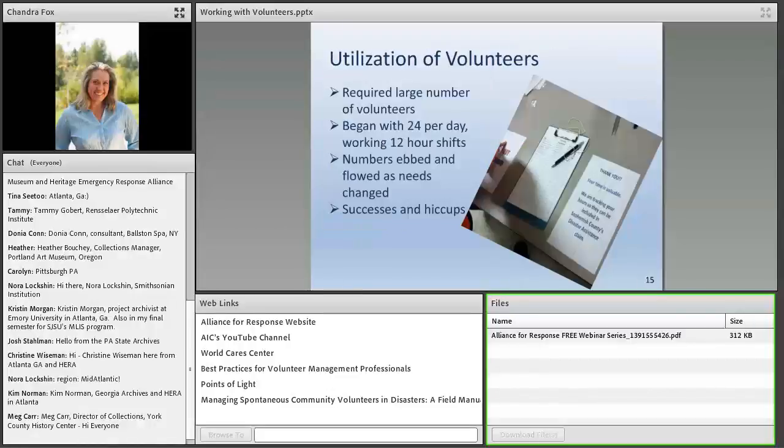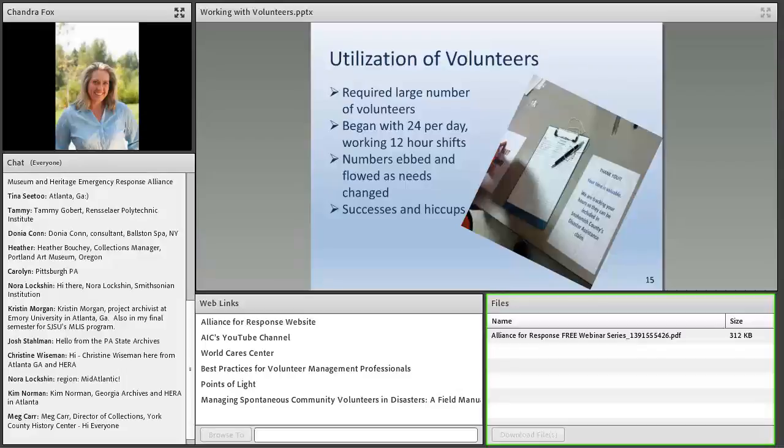And then the second thing is the utilization of volunteers. This was a big deal, and it did require a large number of volunteers to manage this and to get this work done. We started out with 24 volunteers per day working a 12-hour shift. And as we got further into the response, the numbers kind of ebbed and flowed as needs changed and as we got better at what we were doing. Of course, we had successes and some hiccups. And so we'll be talking about those today.